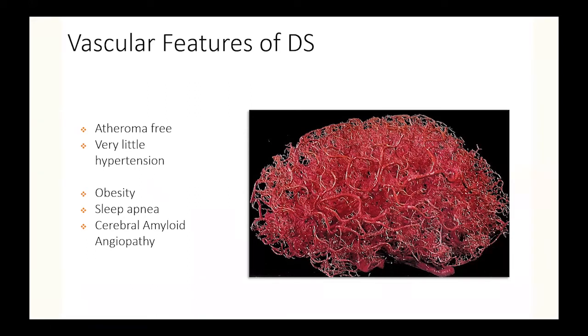So people with Down syndrome typically do not develop atherosclerosis. They typically do not develop hypertension. So I think, given their younger ages, most folks in the field thought that cerebrovascular pathology was not going to be a feature of people with Down syndrome because they don't have these vascular risk factors. However, people with Down syndrome are prone to obesity and overweight. They have sleep apnea at a much higher prevalence than in the general population. And that's primarily due to the structure of the throat and the neck.